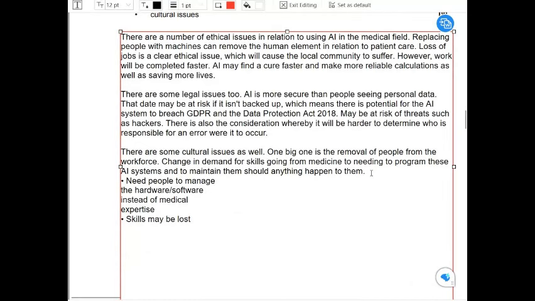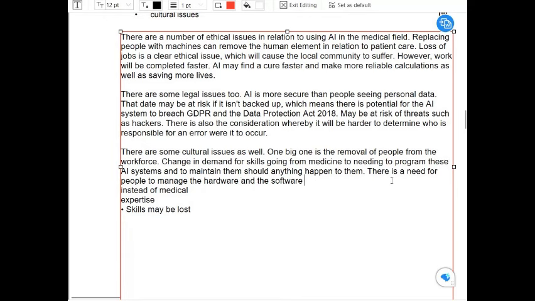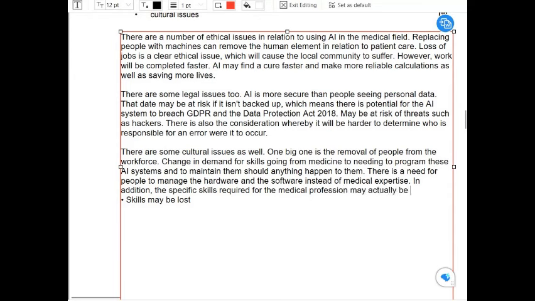Yep, should anything happen to them, there is a need. So in other words, there is a need for people to manage the hardware and the software instead of medical expertise. In addition, the specific skills required for the medical profession may actually be lost.